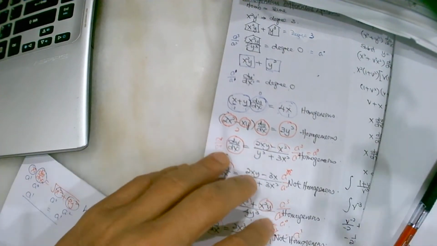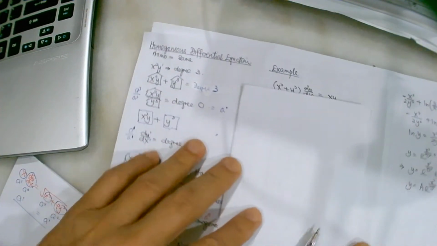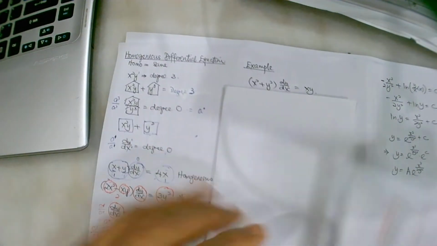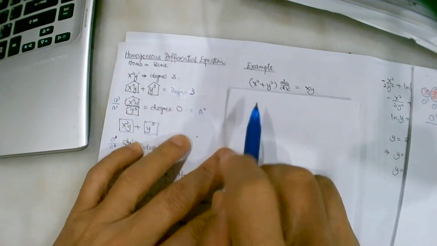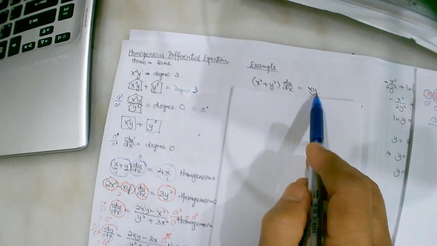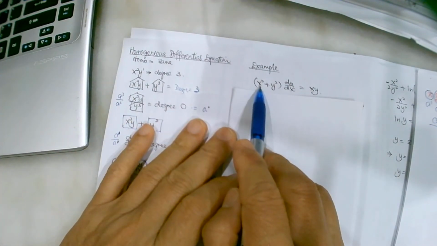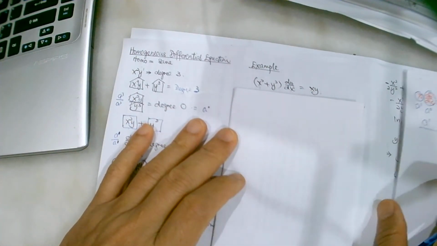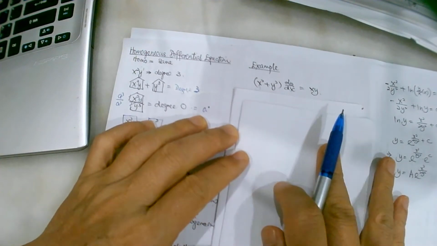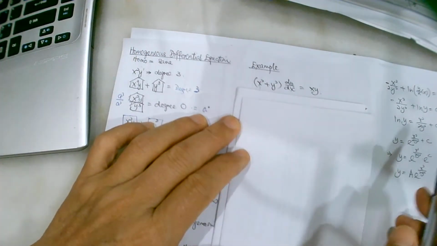That is how we look for a homogeneous differential equation. Now I give you an example first. You look at this example: x squared plus y squared dy dx equals xy. First of all, we try to see whether I can solve this using the separable variable method, which we have learned before, or not.